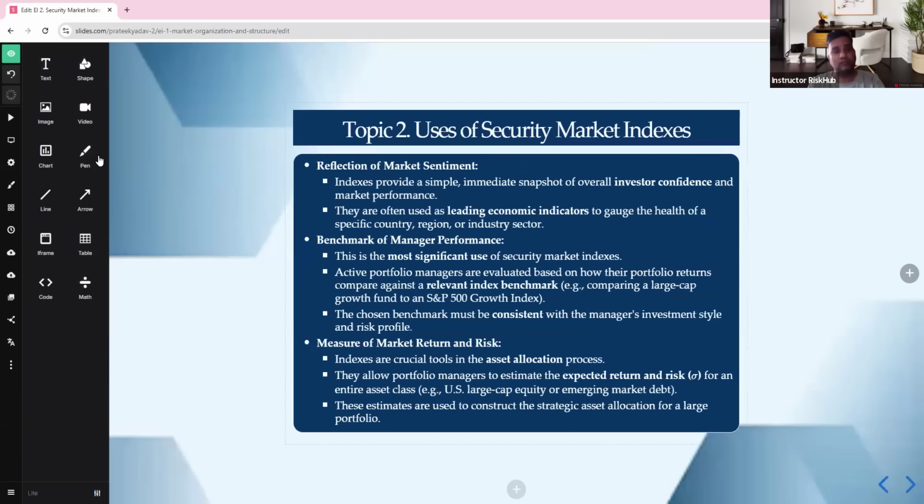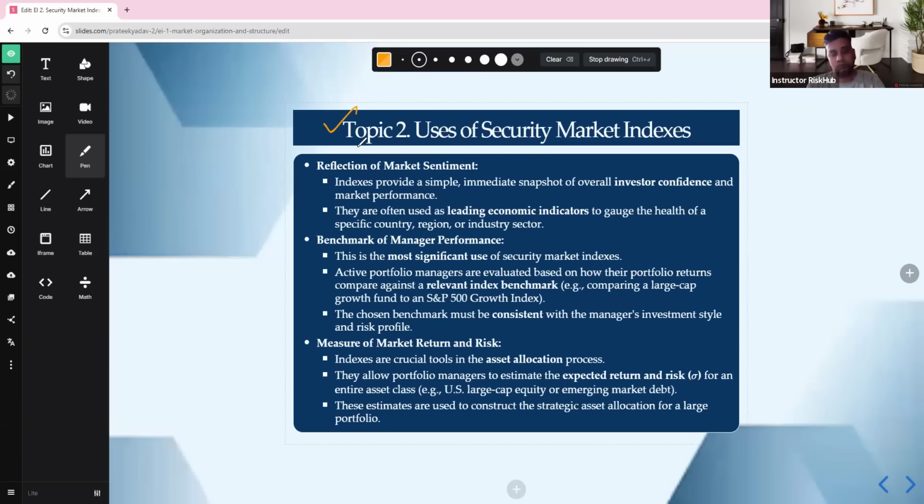Moving on, the use of security market indexes. Reflection of market sentiment, right? Basically, indexes are the thermometer of the market, right? They give a quick snapshot of investor confidence and overall market direction. Also used as a leading indicator: rising index, optimism, growth expectation; falling index, pessimism, slowdown.